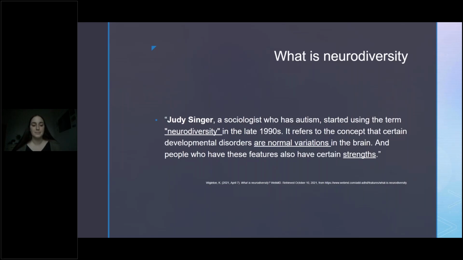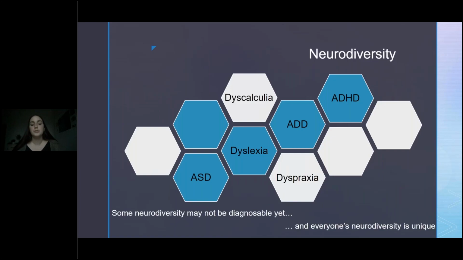So this movement in turn started with those that had ASD. Next slide, please. But it has grown to include people that have ADHD, dyslexia, dyspraxia, and it becomes more and more inclusive as we learn more about these conditions. Something that's interesting about neurodiversity is that it's thought that it may not be easy to diagnose, and some people may be neurodiverse, but may not be diagnosable at all. And perhaps more importantly, within a group of people labeled with one single diagnosis, there is incredible diversity within that one single group. Next slide, please.